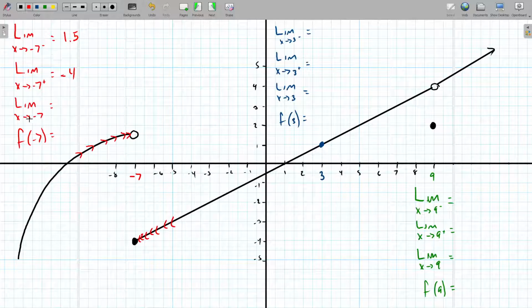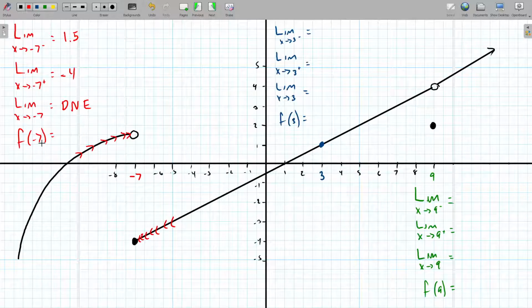All right, now in order for this limit to exist, the limit as we approach -7 from both sides, these two values need to be the same. Well, 1.5 and -4 clearly are not the same value, so what we would say in this situation is that this limit does not exist, DNE.